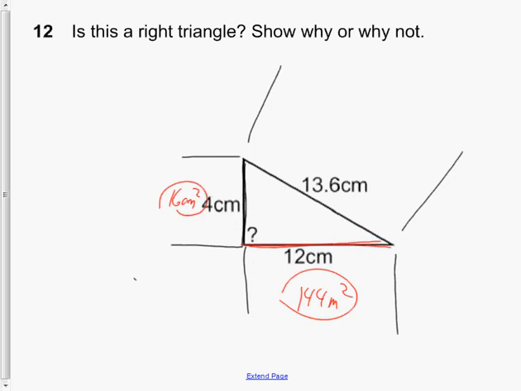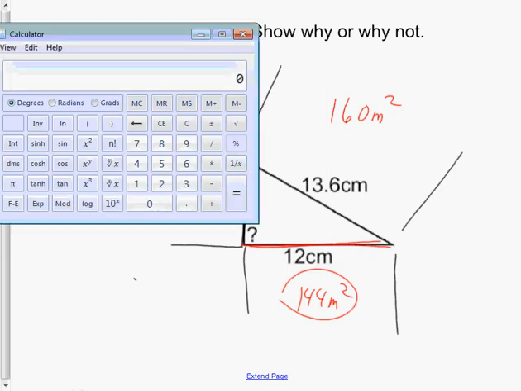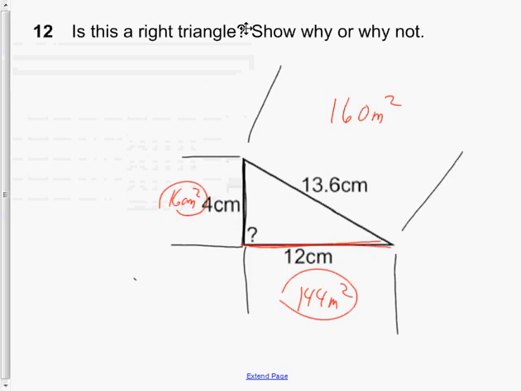And if that's true, then these two areas added together, which is 16 plus 144, which is 160 meters squared. The square root of 160 meters squared should equal 13.6. So I'm going to pull up my calculator and go to the square root of 160. And it's actually 12.6, right? So because it's 12.6 and this says the hypotenuse is 13.6, this can't be a 90-degree angle, because if it was, this would be 12.6 and not 13.6.